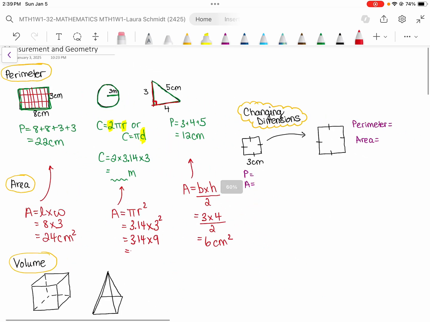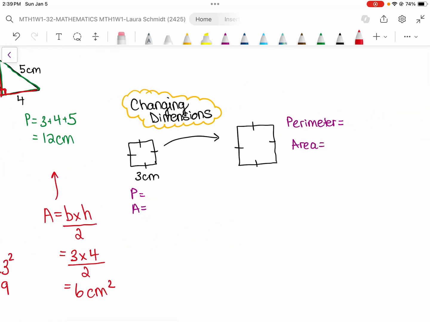And then we also talked about how we can change dimensions and see how that relates. If we had a 3 by 3 square, the perimeter of a 3 by 3 square would be 3 plus 3 plus 3 plus 3, so 12 centimeters. The area of a 3 by 3 square would be 3 times 3, so 9 centimeters squared.